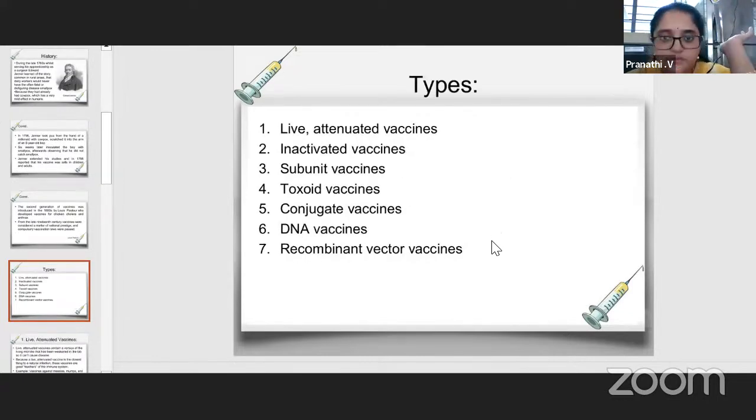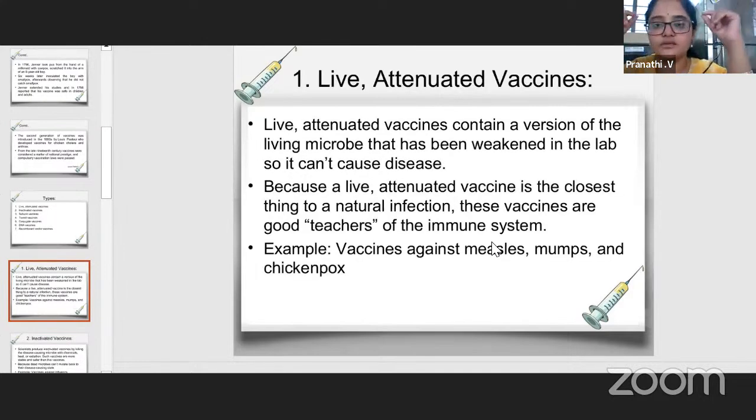So what are the different types of vaccines that we look at? We have something called a live attenuated vaccine. It is a live microorganism. Attenuated means it is weakened, so it does not have the property to cause disease, but at the same time it is live. When it goes into the immune system, it is going to trigger a response. Examples are vaccines against measles, mumps, chickenpox.